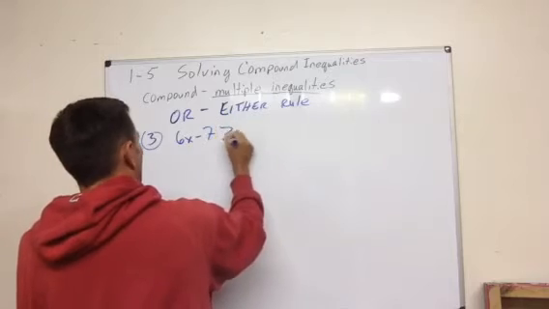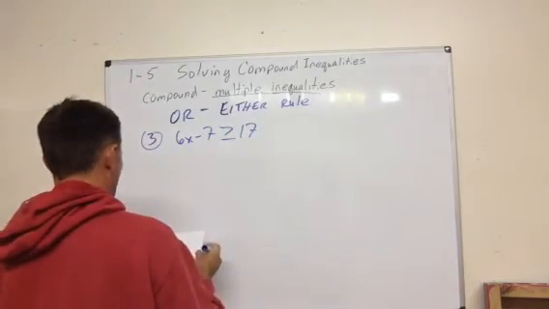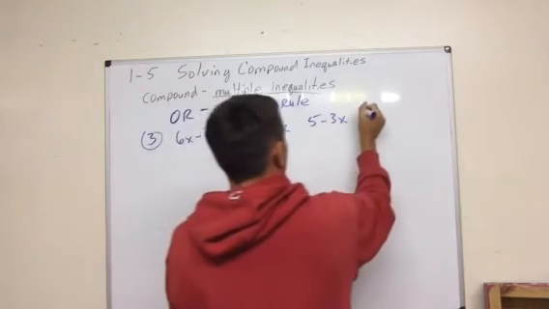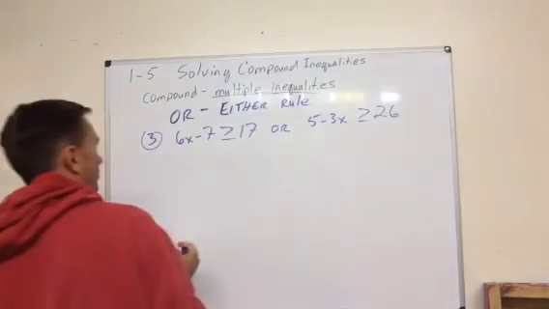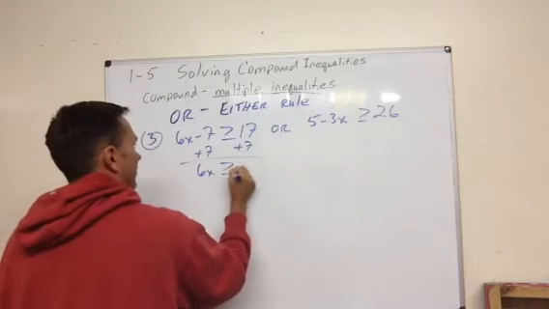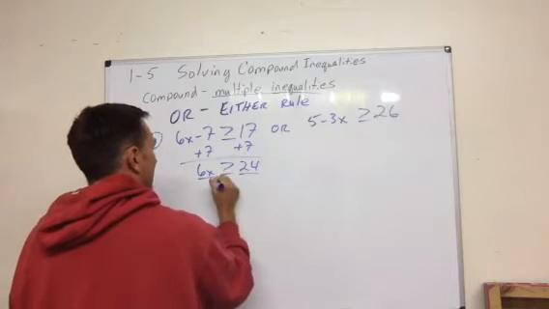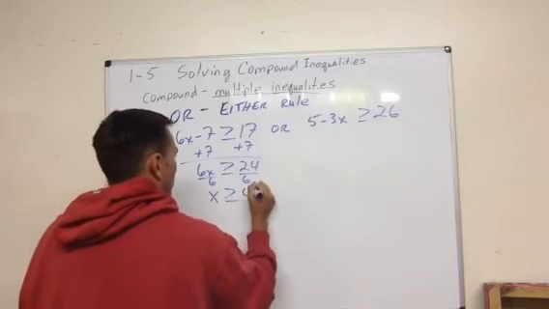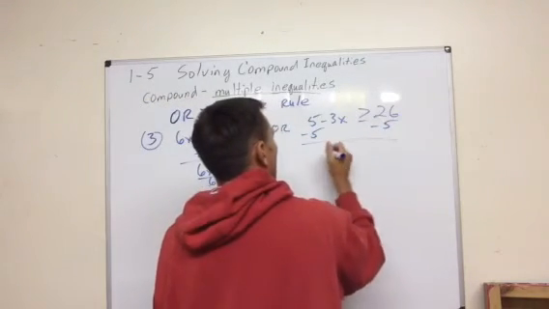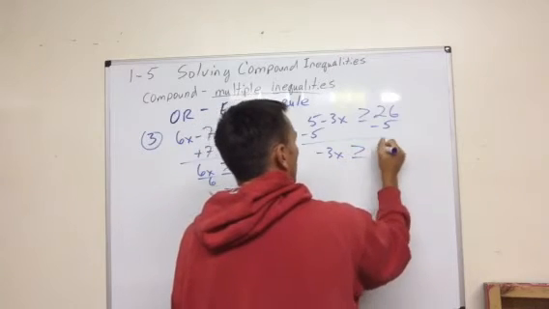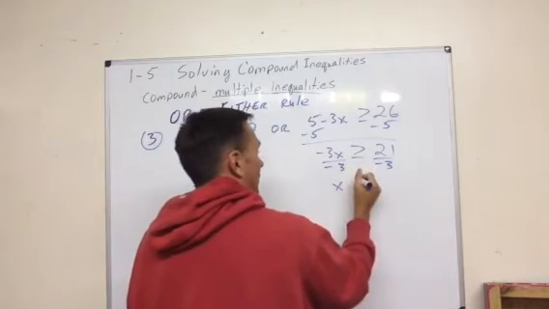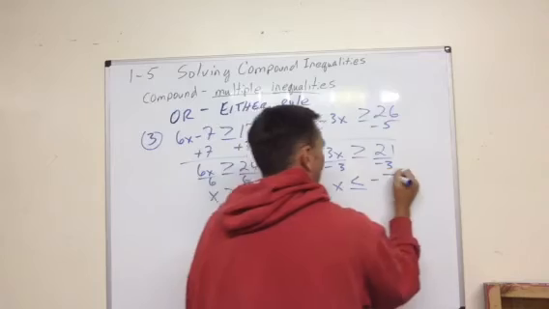6x minus 7 greater than or equal to 17, or 5 minus 3x greater than or equal to 26. So we solve these the same way. Add 7. 6x greater than or equal to 24. Divide by 6. And we have x greater than or equal to 4. Over here, adding negative 5. We're left with negative 3x greater than or equal to 21. We're going to divide by a negative 3. When we divide by the negative 3, we have to flip the direction of the inequality, and we get negative 7.